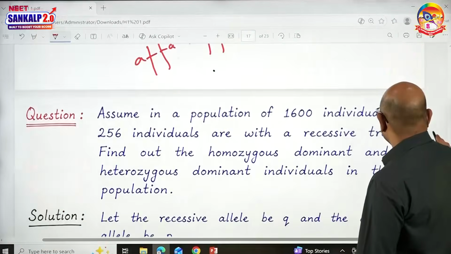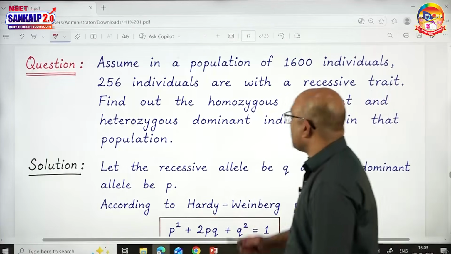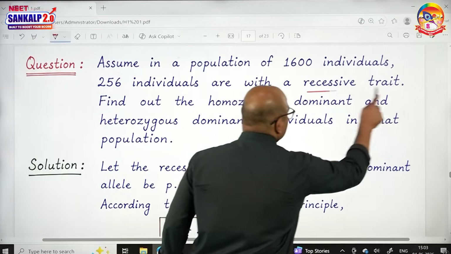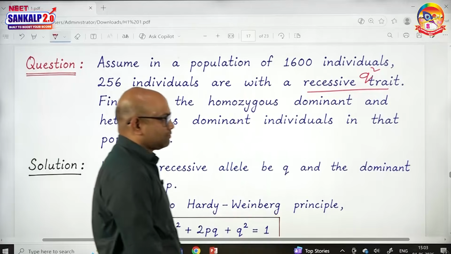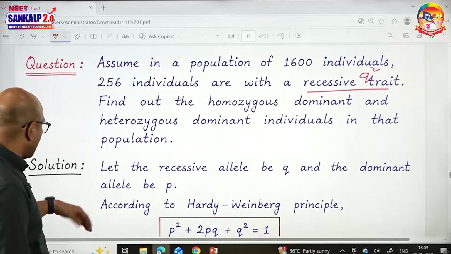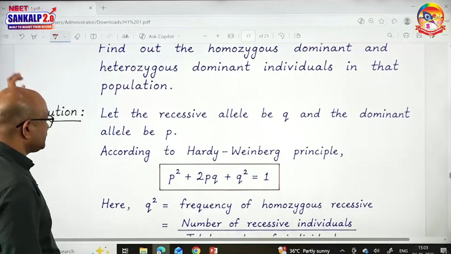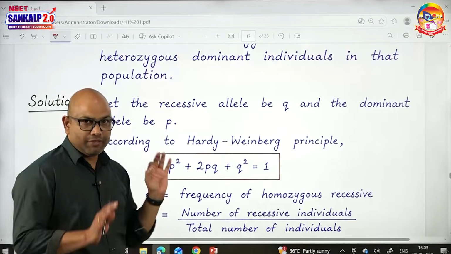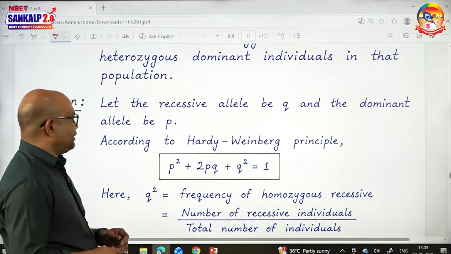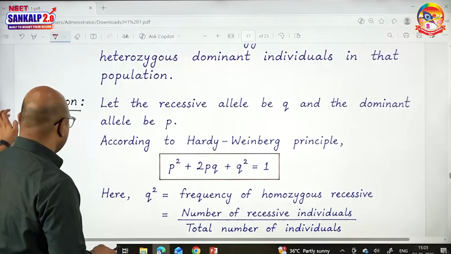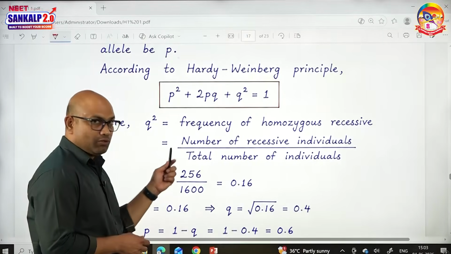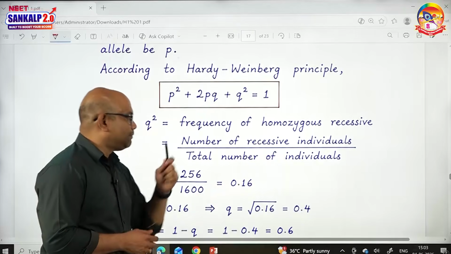Let me explain one numerical on this. Assume in a population of 1600 individuals, 256 individuals have the recessive trait. That means they are q squared individuals, and they ask how many are homozygous dominant and how many are heterozygous dominant individuals. From the question, we know the recessive individuals and the total population, so we can calculate the frequency of recessive individuals. The q squared value is equal to the frequency of homozygous recessive individuals, which is the number of homozygous recessive individuals divided by the total number.